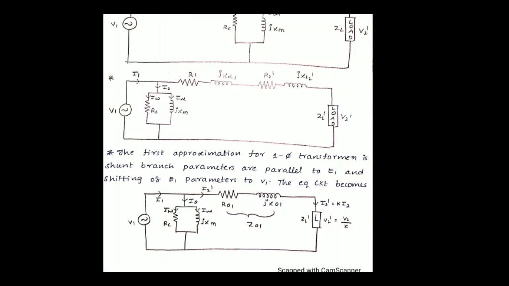Here it is very clear that this is completely a series circuit. R1 and R2 dash are in series, jXL1 and jXL2 dash are in series. Those become R01 and jX01. We will explain this in the next slide.